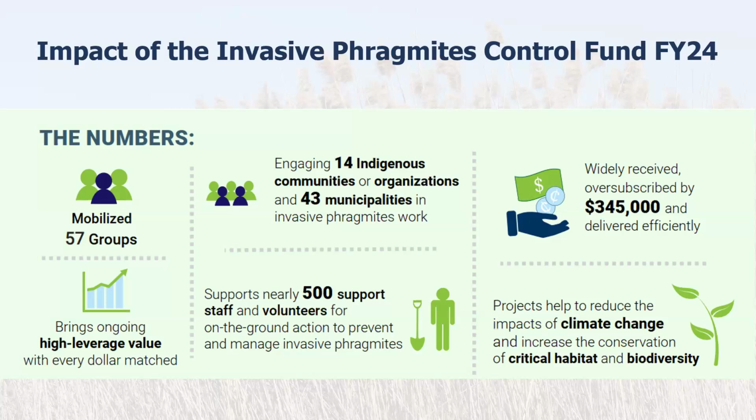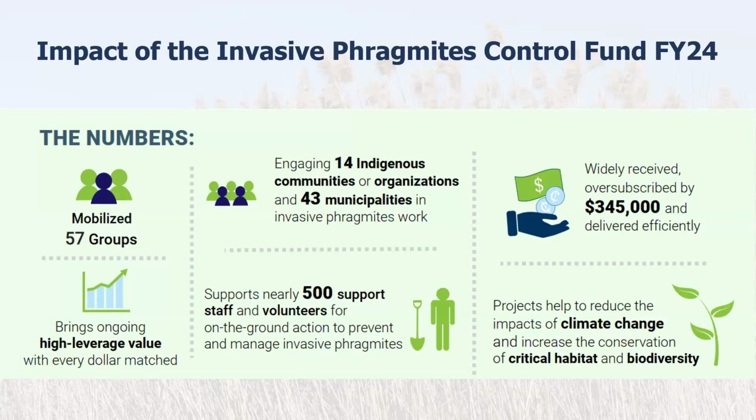Okay. We were absolutely oversubscribed by $345,000 and delivered the program efficiently. We were able to support nearly 500 staff and volunteers in on-the-ground action to prevent and manage invasive Phragmites. So that was fiscal year 24.